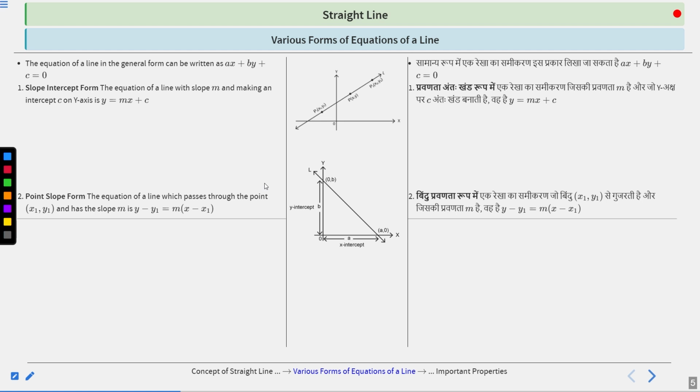Second, point slope form. The equation of a line which passes through the point (x1, y1) and has slope m is y minus y1 is equal to m times (x minus x1), right? Got it? So it is basically the point slope form. Got it?